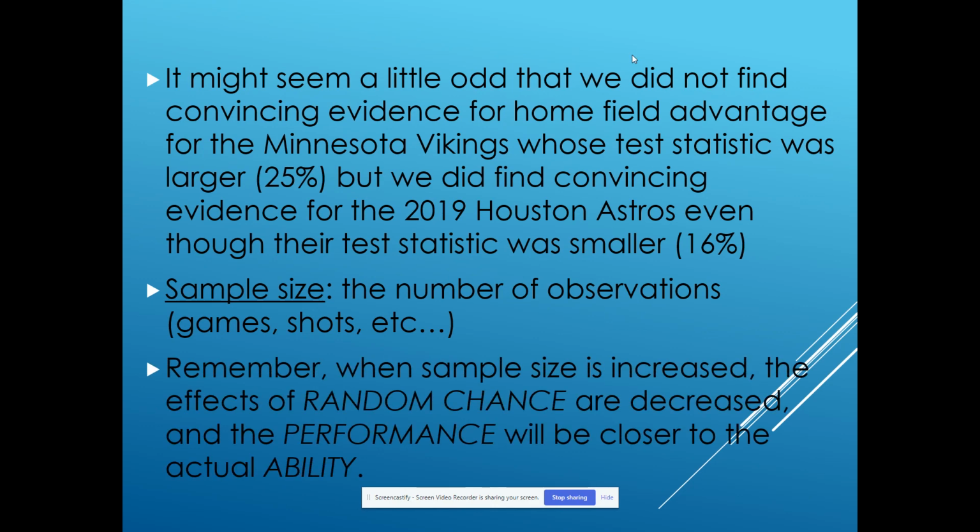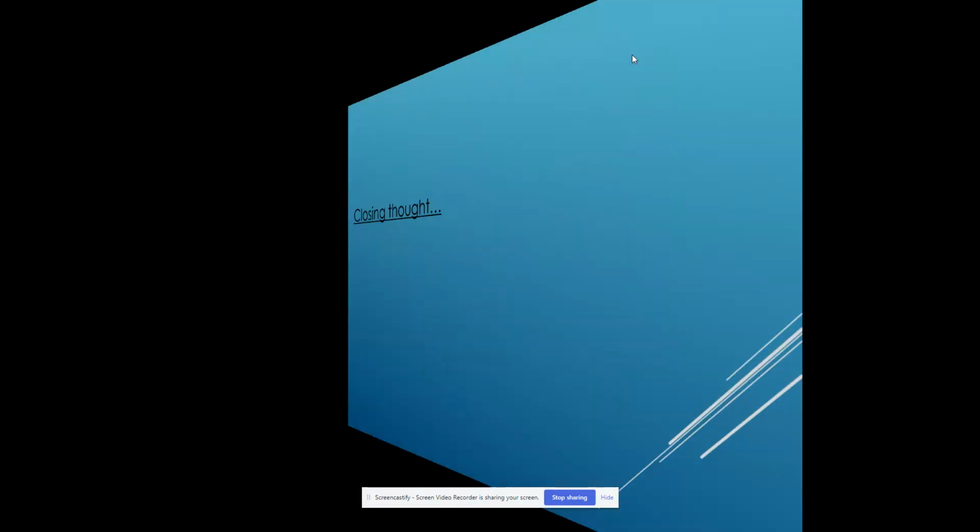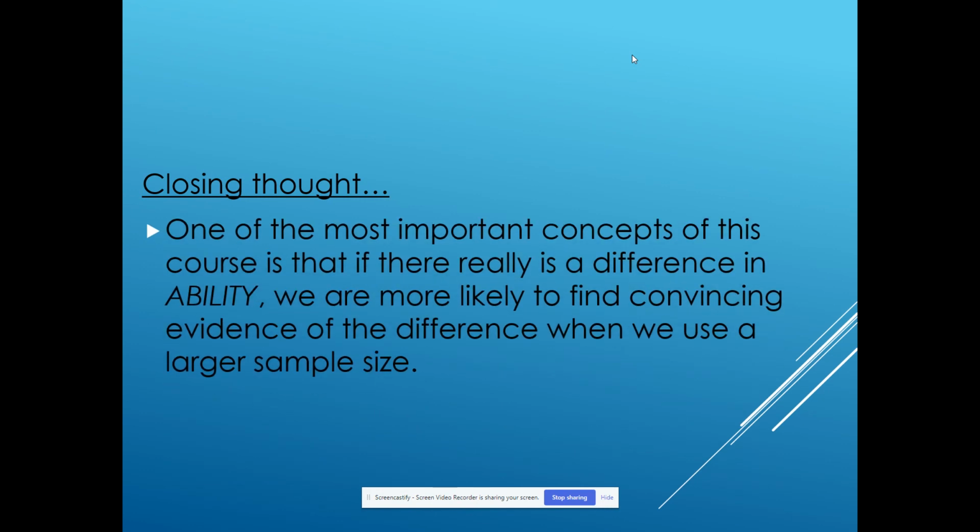Remember, when sample size is increased, the effects of random chance are decreased, and the performance will be closer to the actual ability. With the Minnesota Vikings, we only had 16 games to look at. With the Houston Astros, we had 162 games to look at. One of the most important concepts of this course is that if a difference in ability really exists, we are much more likely to find convincing evidence of that difference when we use a larger sample size.